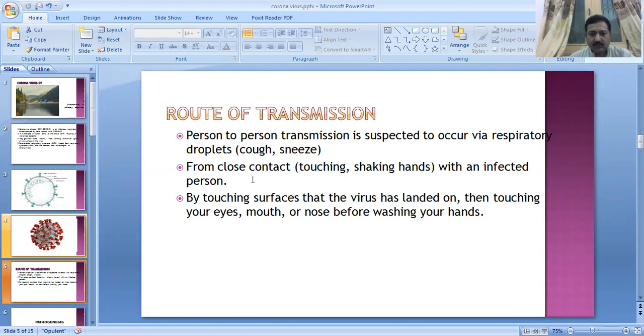The second one is close contact, when you shake hands or touch a surface which is infected with that virus, and this way it can infect you. In the third one, there are surfaces like tables or doors which are infected, and you touch them with your hand, and then take your hand to your nose, mouth or eyes, and from there it enters into the body, replicates itself and causes the disease. So these are the ways of transmission of the coronavirus.